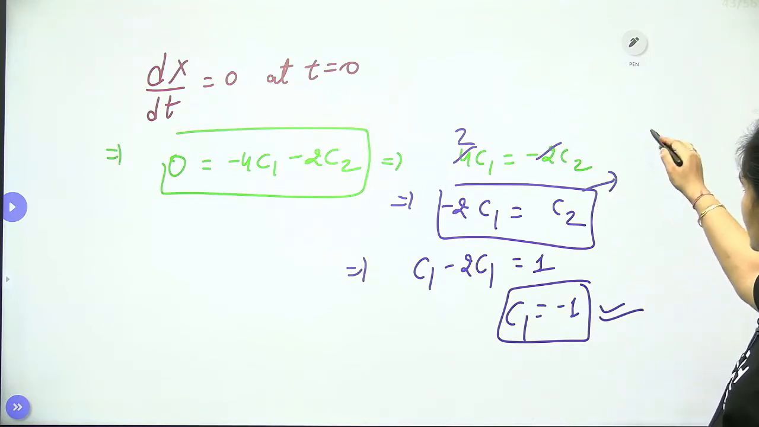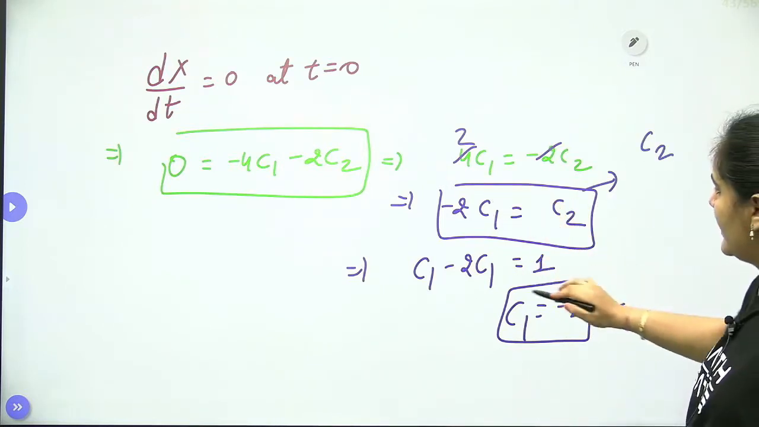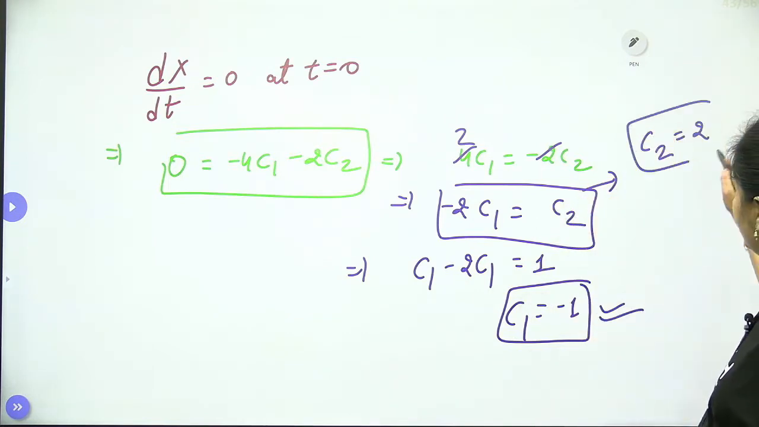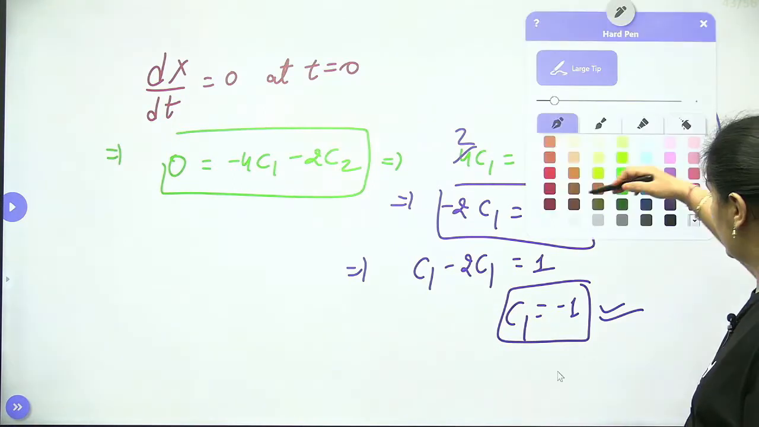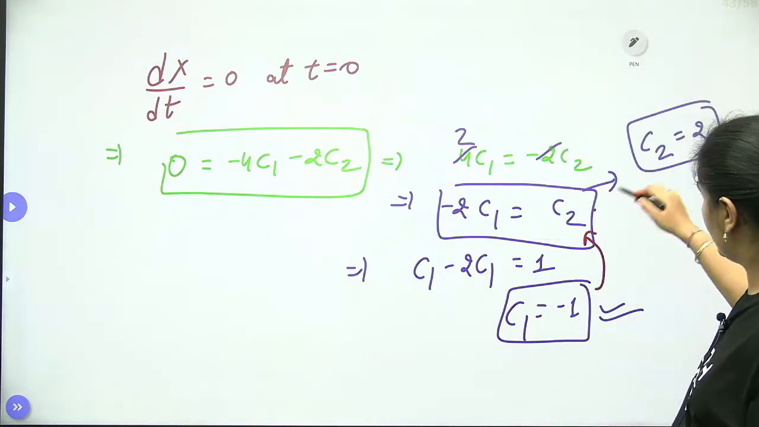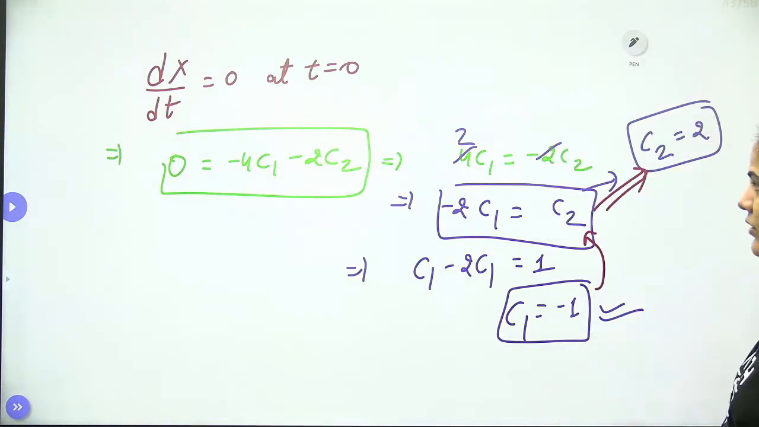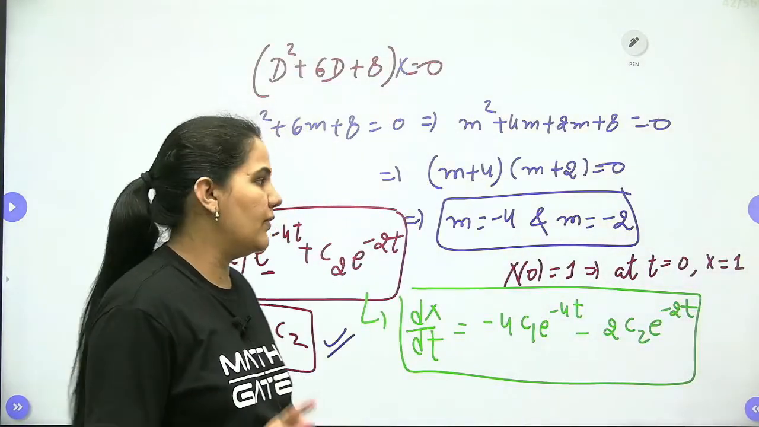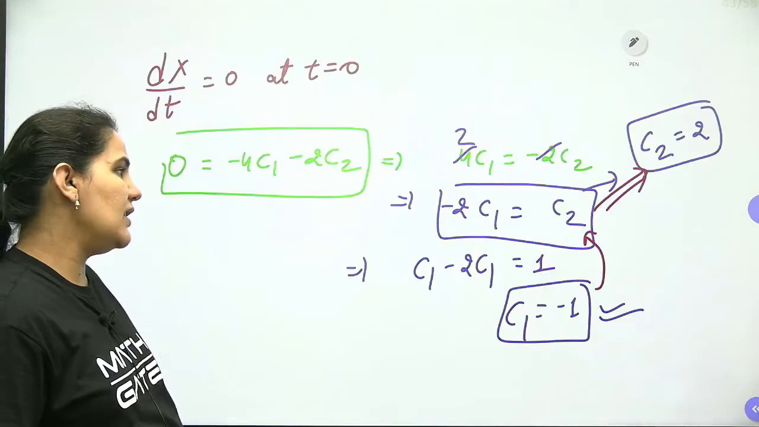Now what about the c2? If c1 is equal to minus 1, c2 will be 2 only. When we put the value here, we will get c2 is equal to 2 only. Okay, so now we have both values of c1 and c2: the first is minus 1 and the second is 2.